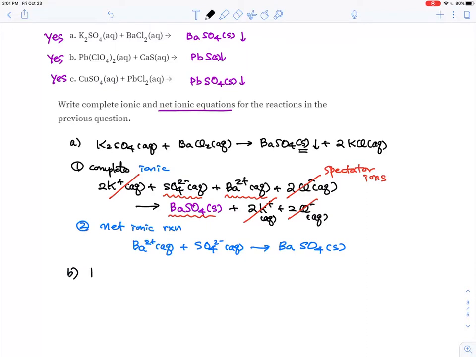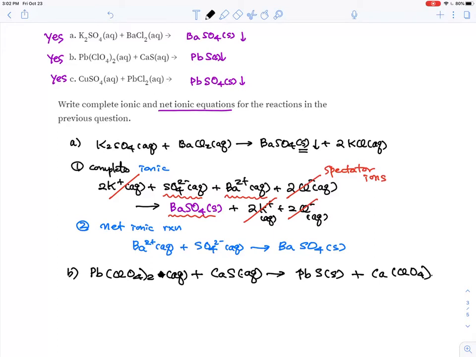The number B, Pb(ClO4)2 aqueous, dissolved in water, calcium sulfide aqueous. And then they are going to precipitate lead sulfide, which is a solid. And then they are going to form calcium 2 plus, ClO4, 2 in aqueous.